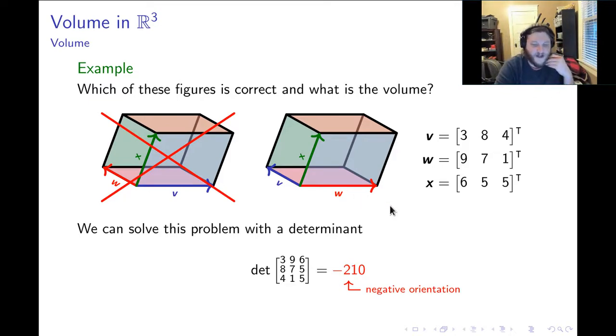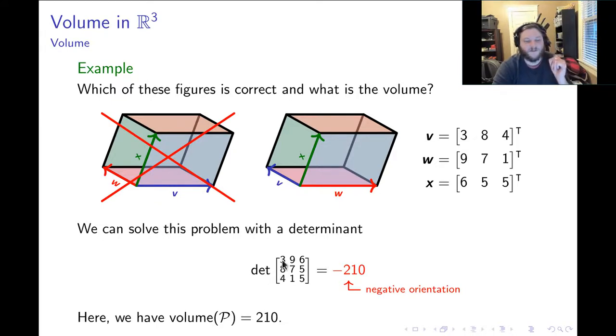Moreover, in this example, we just calculated that the determinant of the matrix obtained by inserting our three vectors into the columns of a matrix is negative 210. That means that the volume of our parallelepiped is 210, which is the absolute value of that determinant. So we've now successfully used a 3 by 3 determinant to establish orientation and to calculate volume.